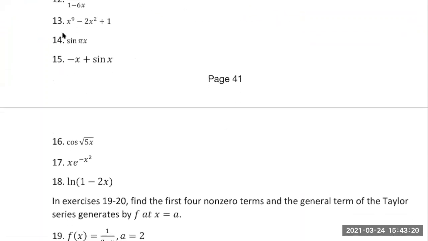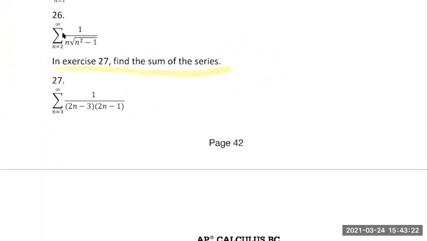And then the last one that I can think of that they would ask for is 27. What type of series is it? There's only one other series that you could possibly find the sum of. Any ideas? Yes, okay, telescoping series.